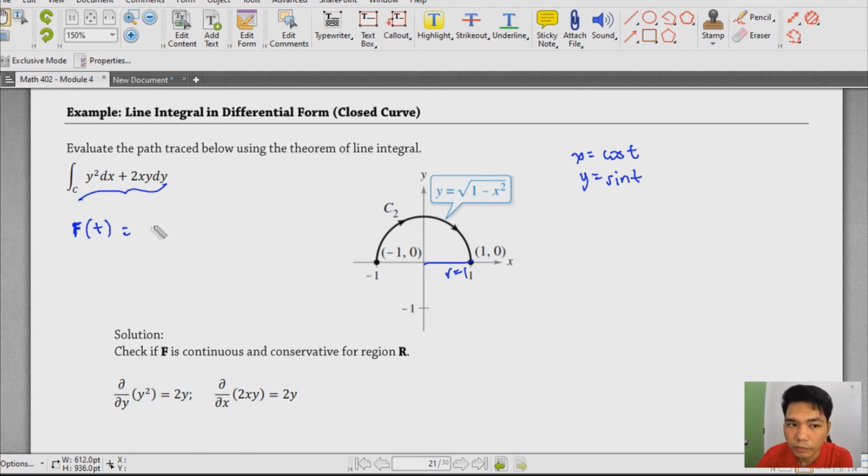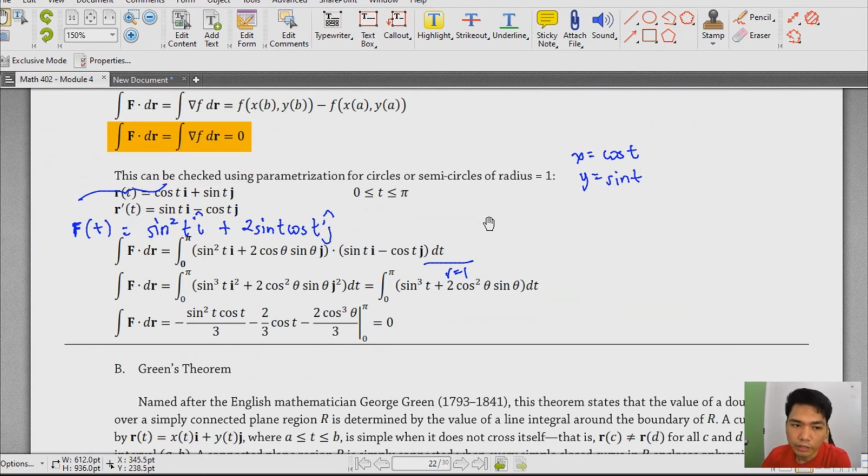So therefore, in this case, we have sine squared t, and then we have, ano ba yung ating dx? So that is the direction in terms of i. So yun na yun, and then plus, we have 2 sine t cosine t sa ating y. So that's j. So pwedeng ganito na yung ating function natin before we do parameterization. Kaya ito yung expression natin dito sa case na to, no? F of t is equal to sine squared t i, and then plus 2 sine t cosine t j hat.